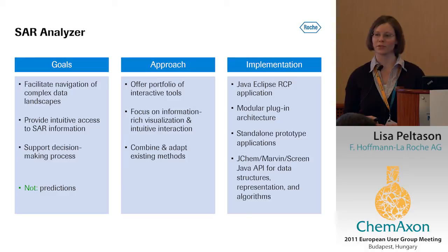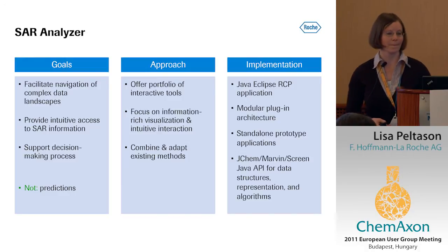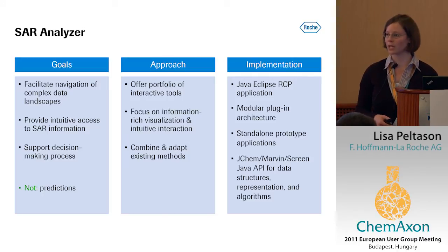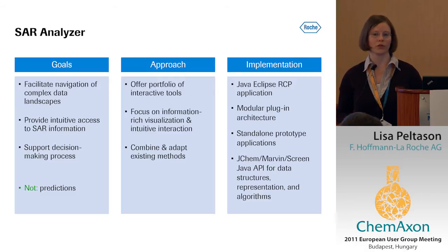At the moment, we have some volunteer test users. At the core of all these tools, we have the ChemAxon functionality. We're using the Java API of the JChem, Marvin, and screen packages for data import, internal and external representation, and different algorithms.